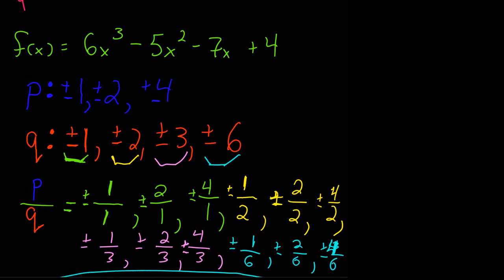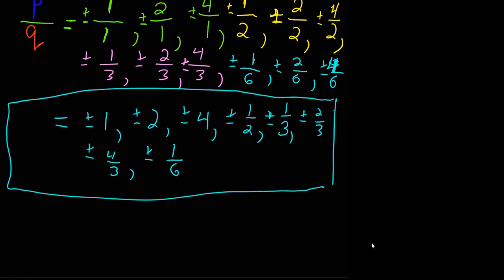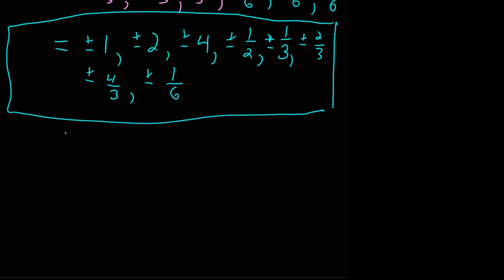So what I'm going to do here is bring this back down. I'm going to put this underneath the list of the possible roots we have found. So f of x equals 6x cubed minus 5x squared minus 7x plus 4.